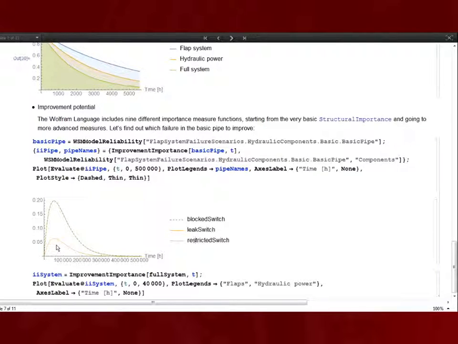But then, of course, we want to do the simulation to see which has the worst effect. Because if the effect is not that dangerous, then even if it's very likely, we might not really care. But if it has a great danger to it, then we will care anyways. So the possibility to combine these two worlds together, reliability with functionality, is really important and something that is unique for SystemModeler.